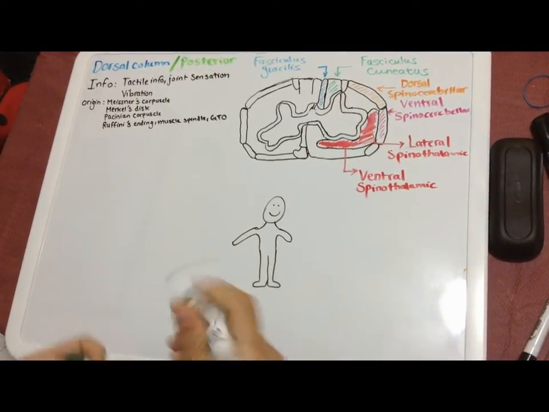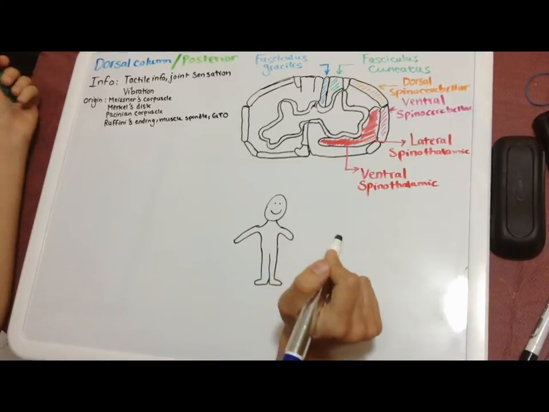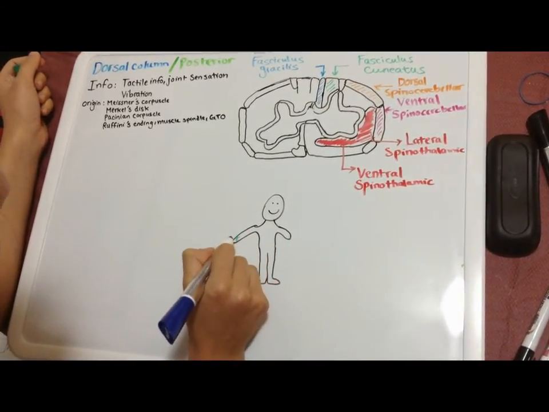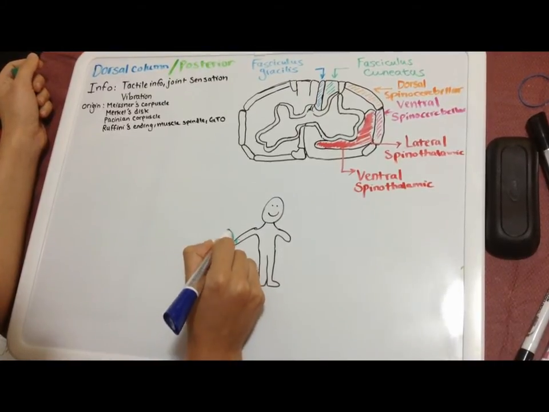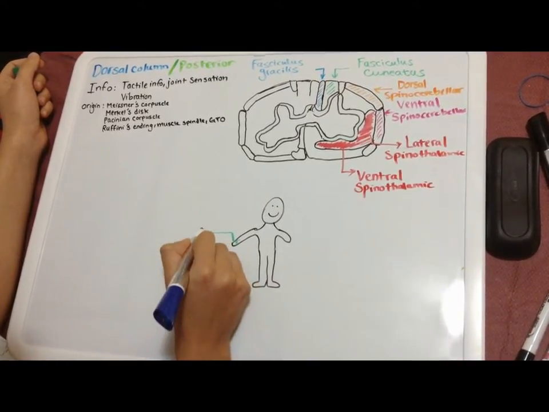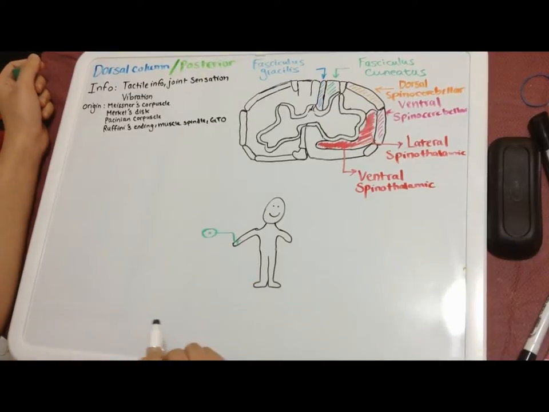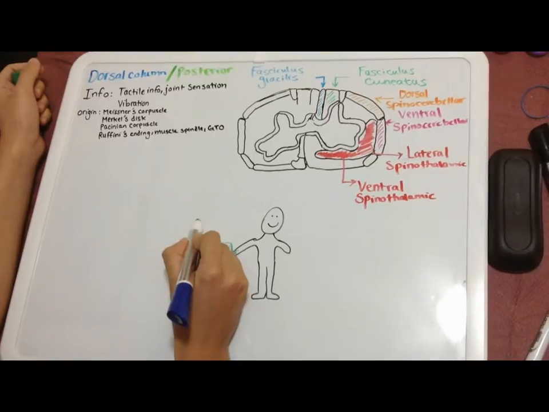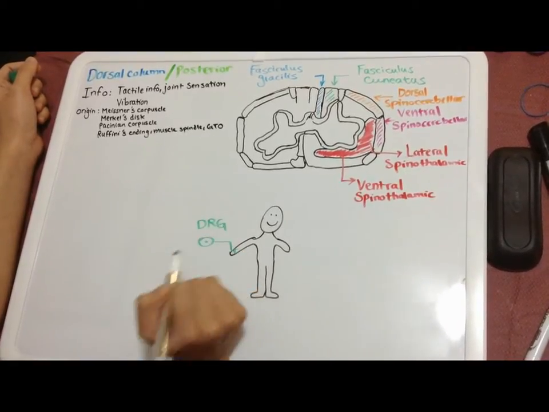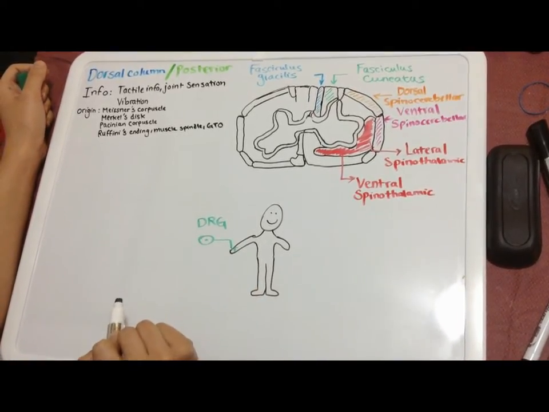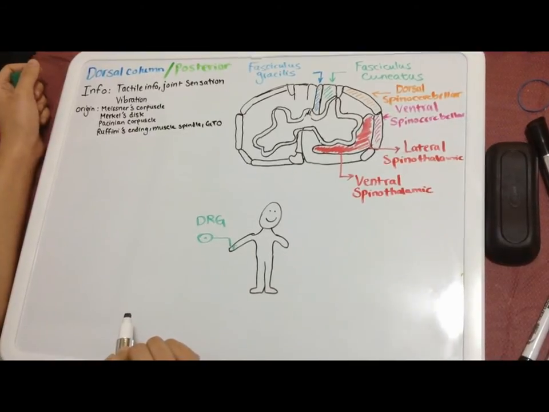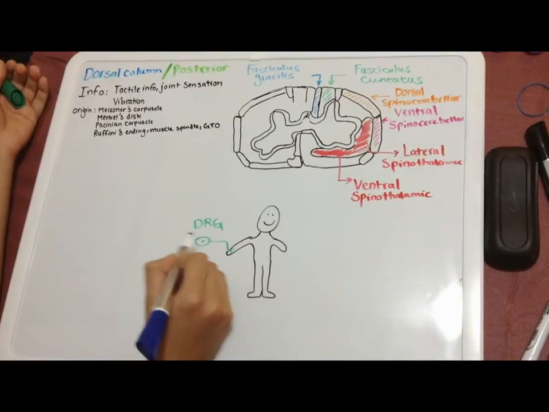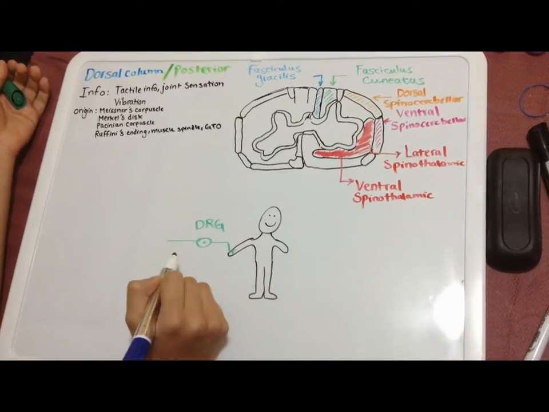So basically, whenever you feel your joints move, or you sense a vibration, or two-point discrimination, or whatever it is, this receptor here is going to be activated, and it's going to take the information to where its cell bodies are located. The cell bodies for the dorsal column are located in the dorsal root ganglion. The dorsal root ganglion contains pseudo-unipolar neurons, which means that the pseudo-unipolar nerve has two extensions. One comes from here and the other one goes over here.